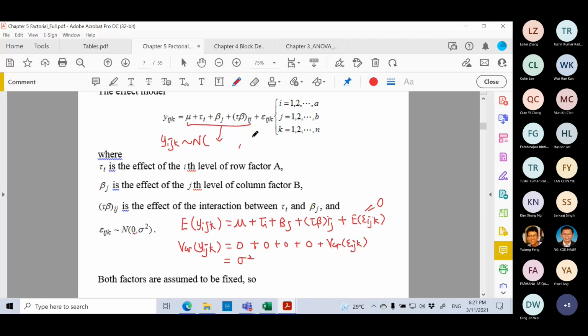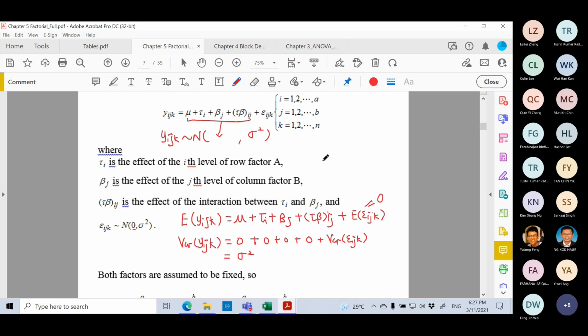And then the variance is equal to sigma square. Okay, Yij, because of the linear combination, this one is normal, then this one also will follow a normal distribution. So this one is the distribution for the observation here. Because you assume that this thing follows the normal distribution, then this one also must have it here.